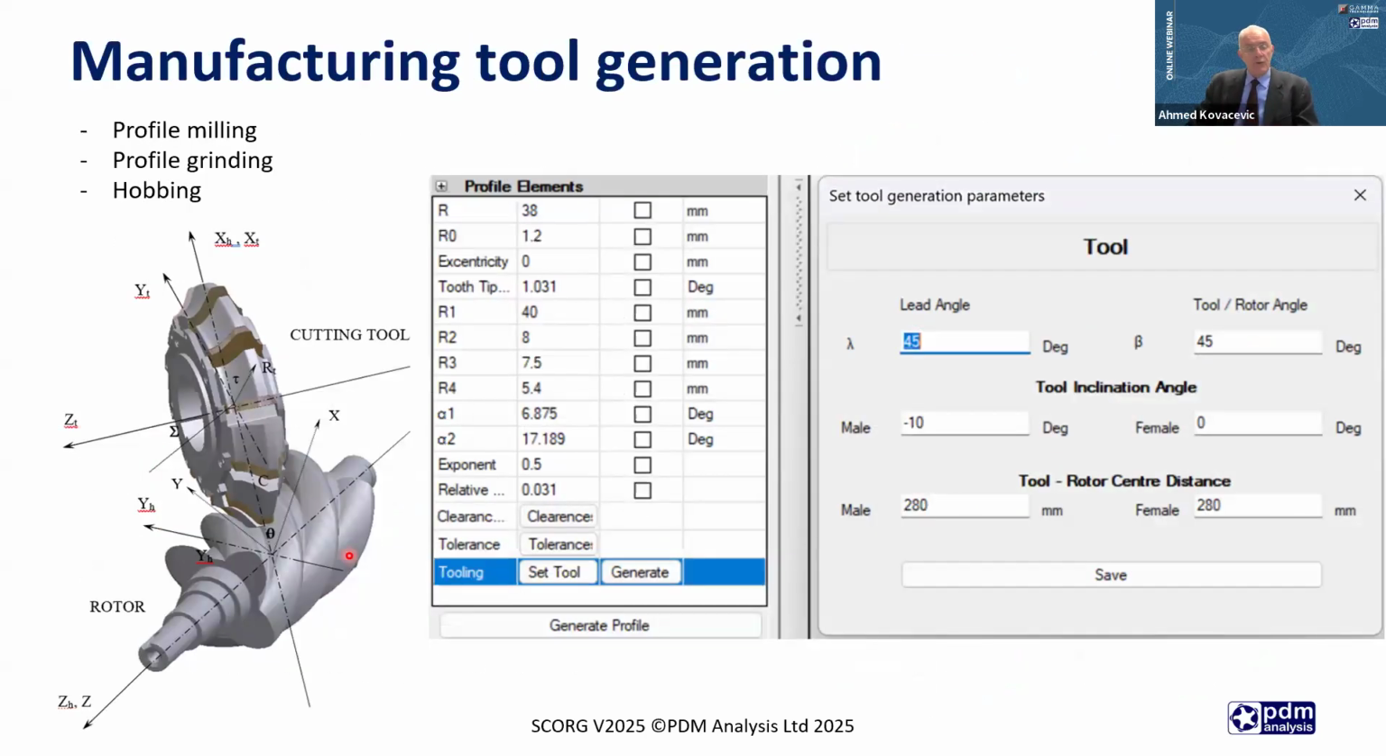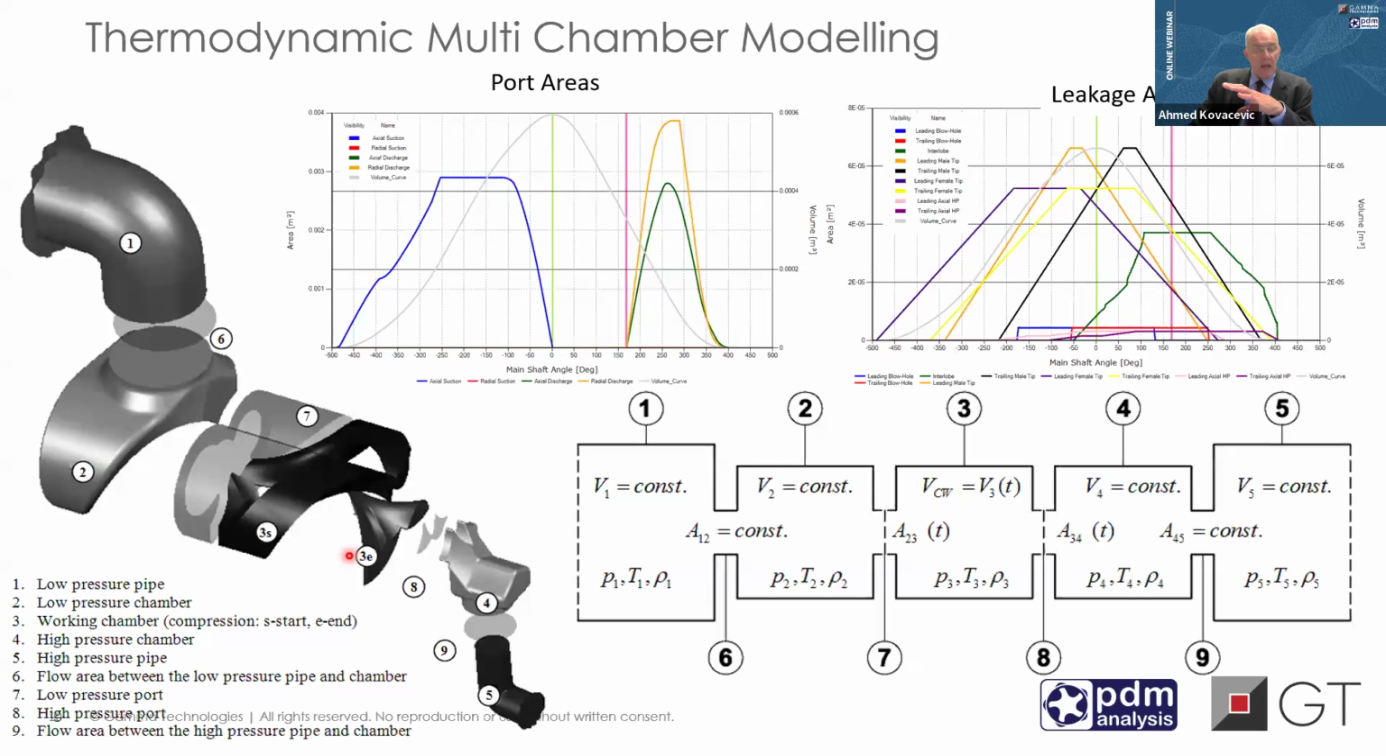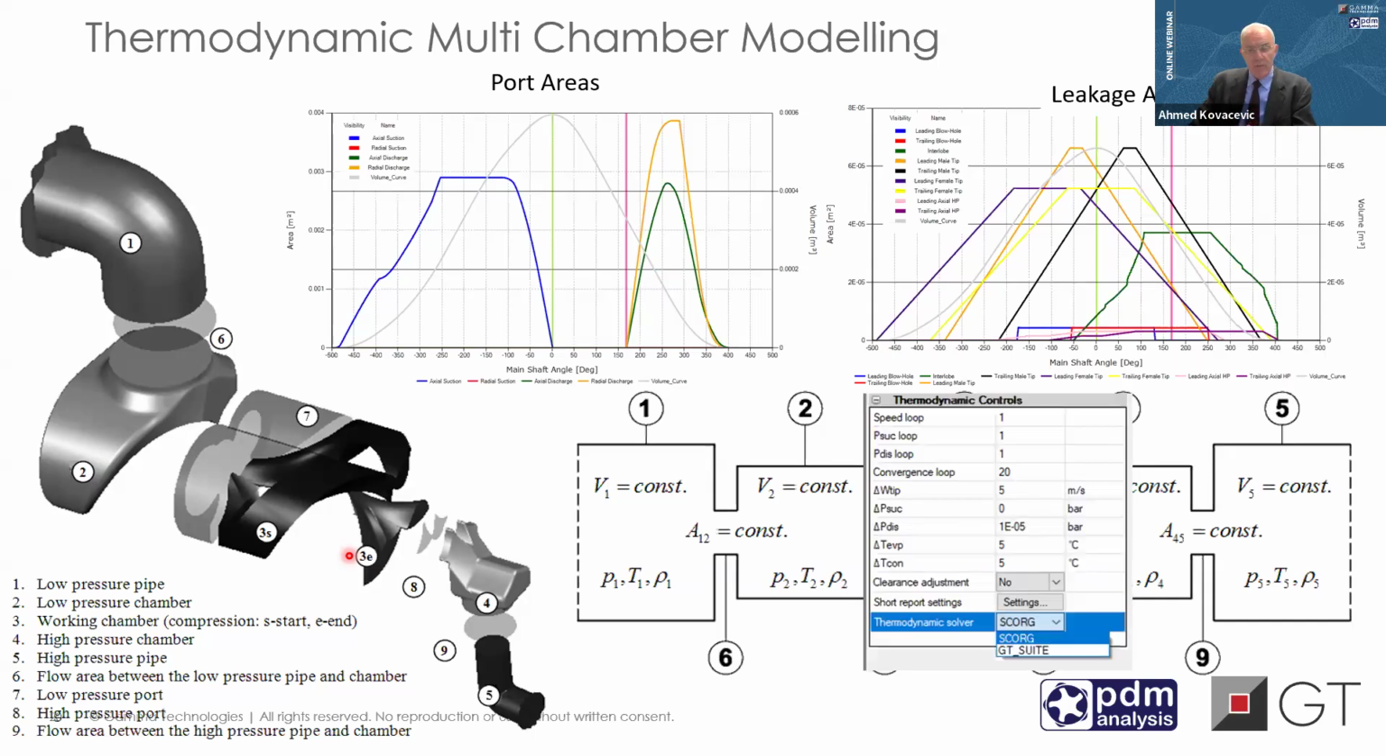Also in SCORG, you can design a manufacturing tool for manufacturing of screw compressors. And these rotors are normally produced by either profile milling, grinding, or hobbing. So SCORG allows all of that. The second part, as I said, was geometry creation. And this slide here shows basically how the domains are broken so that they can be analyzed using multi-chamber thermodynamics, which exists in SCORG.